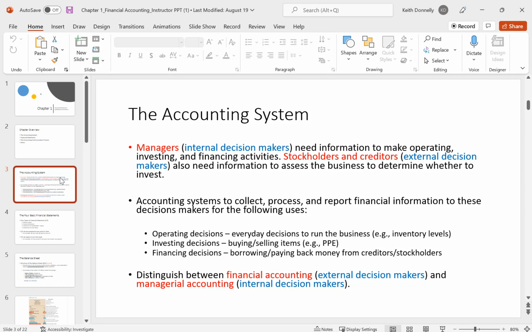So it does run the gamut from small to big business. The idea with this class, right, we're talking about financial accounting, which is meant for external users of the business. We're going to be looking at financial statements.